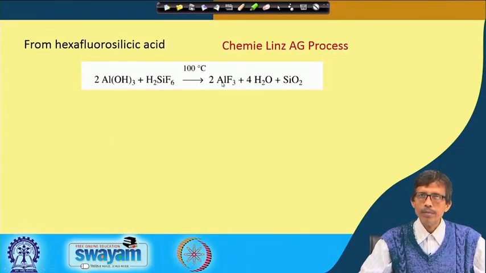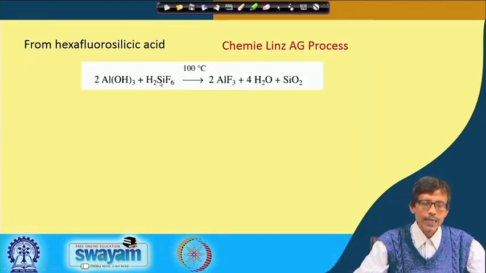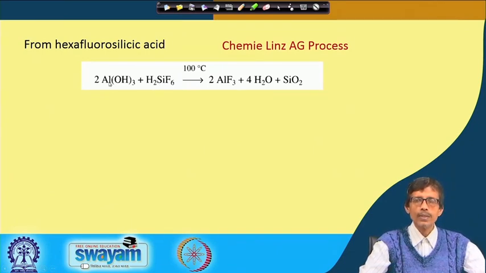So, very easily, basically without maintaining a very high temperature, the only expensive part of this reaction is the availability of your H2SiF6. That H2SiF6 is available, and the raw material, the hydrated alumina, you can directly use for the conversion of this typical aluminum hydroxide to aluminum fluoride.